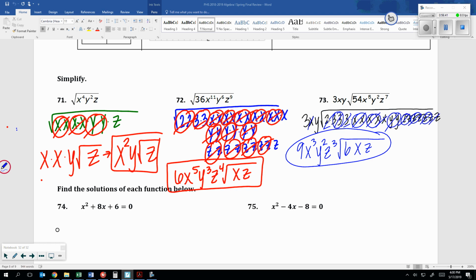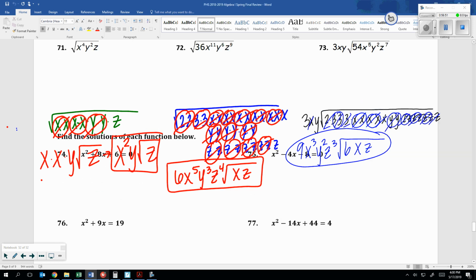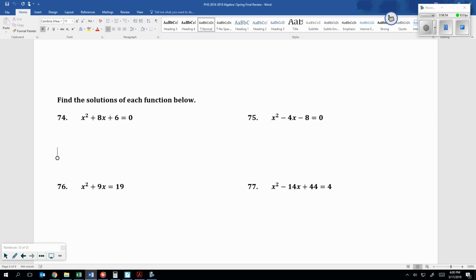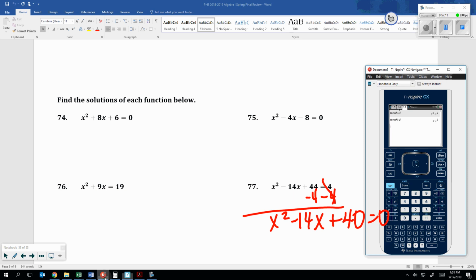Now, I'll do 74. But all this is finding solutions. I'm not doing 74. I'll do 77. Even the same thing applies to 76. I have to make sure it's equal to 0. So I gotta move this 4 over to the other side. So I have x squared minus 14x plus 4 equals 0. Now that it's equal to 0, I just go negative 3, 3, 1. And easily it's going to be my answer.